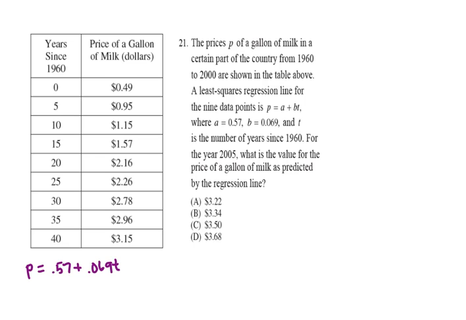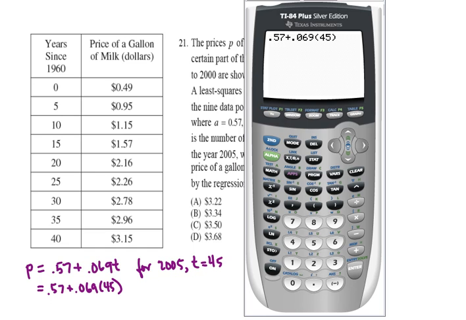And we would set it up this way: 0.57 plus 0.069t, where again t is the number of years since 1960. And in the case of 2005, t should be 45 because 2005 is 45 years past 1960. And so all we would do is substitute 45 for t, and we would get 0.57 plus 0.069 times 45, which is 3.675. Rounding to the nearest cent would be 3.68. And so our answer would be D there.